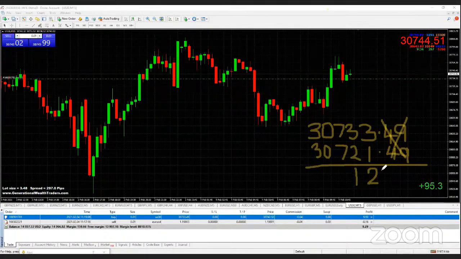Now, do we call this pips? No, we don't call it pips, we call it points. So this is basically how you would work out points. So your points, like your pips, is the movement of a whole number. Not so much the fraction, but the movement of a whole number is how you work out your pips, or in this case, points.